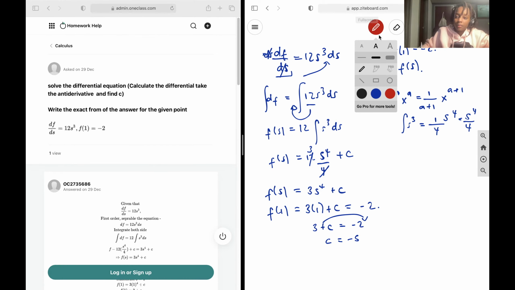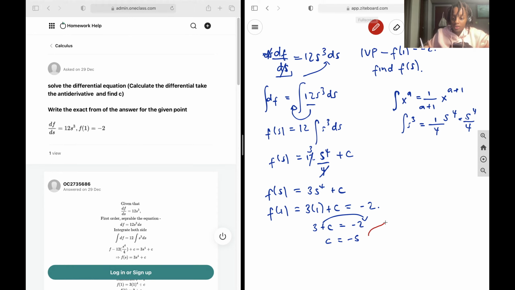So once we put that right back into our general solution, the exact solution for this initial value problem is going to be f of s is equal to 3s to the power 4 minus 5, because that is our c value in this case. And that's going to be the final answer.